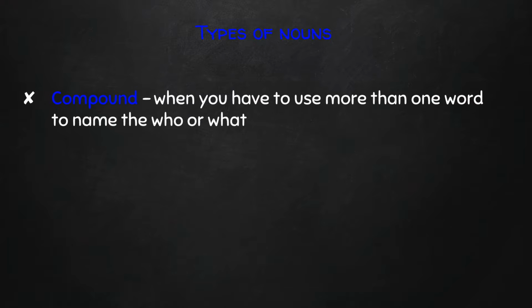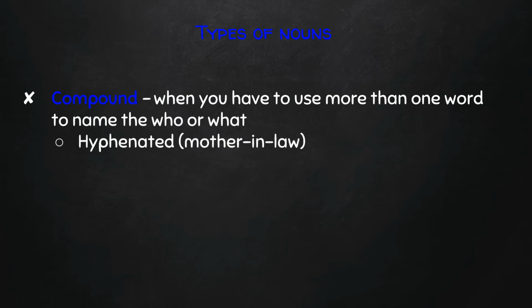All right, so there's just a couple more types of nouns that you probably are very familiar with already. So compound noun. That's when you have to use more than one word to name the who or what that you're talking about. And we do this in 3 different ways. The first way is just by hyphenating the word, mother-in-law. So that all goes together. It all stands for one person. It's naming one person. In this case, we use our hyphens.